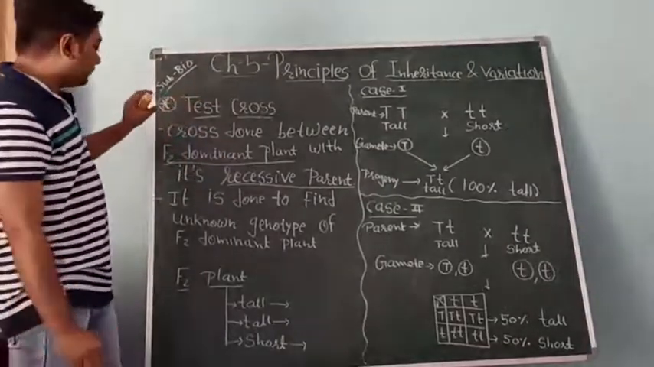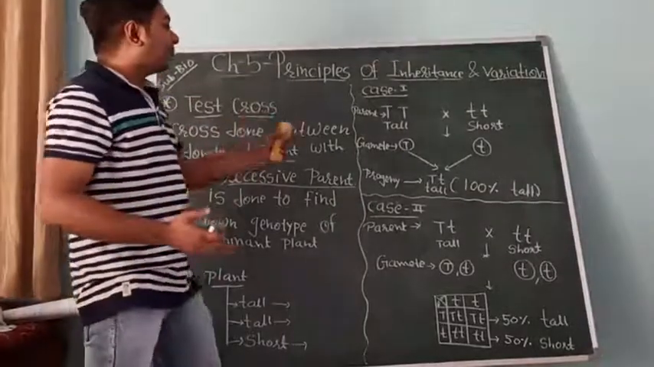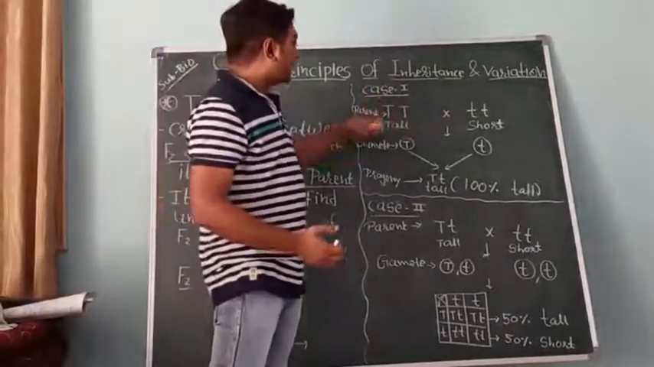Now what is the F2 dominant plant? So for the F2 dominant plant, if we take a character like tall and short, then the dominant character is tall.